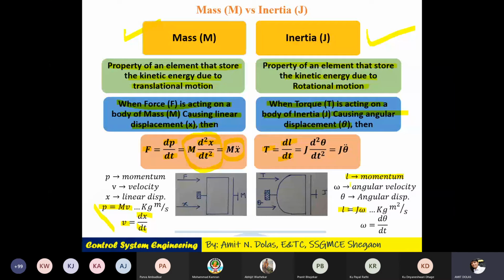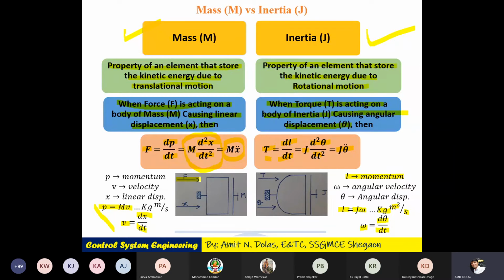That is, J is what? J is inertia into angular velocity, which is kg meter square per second, and omega is nothing but d theta by dt, that is the rate of change of theta with respect to time. Putting this here, we get the relation torque is equal to J d square theta by dt square, and in short it is written J theta double dot. So we will be using this several times.